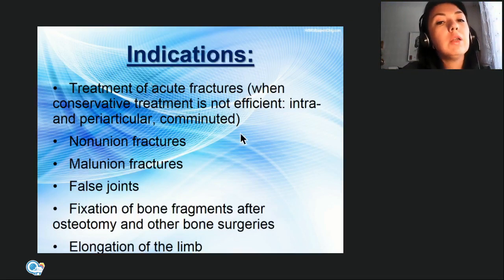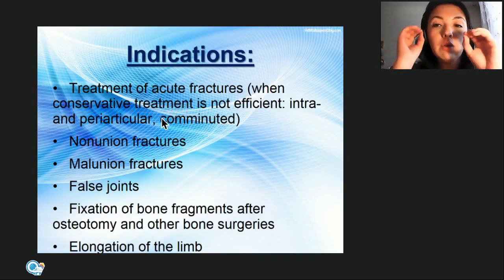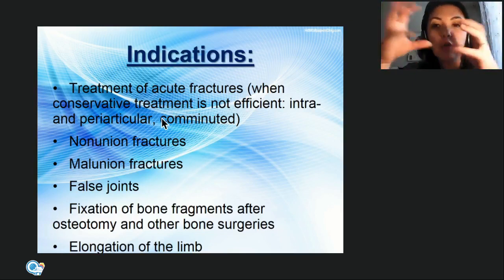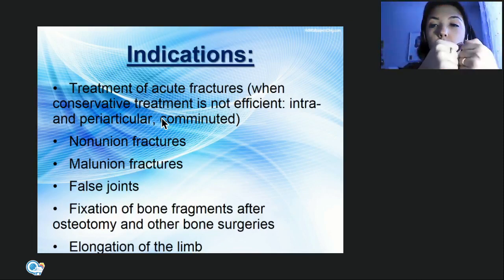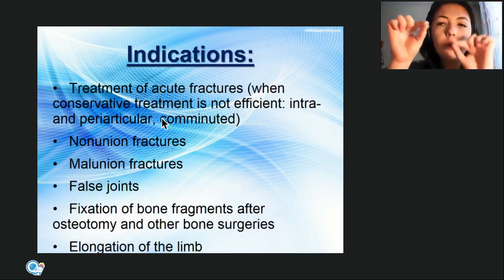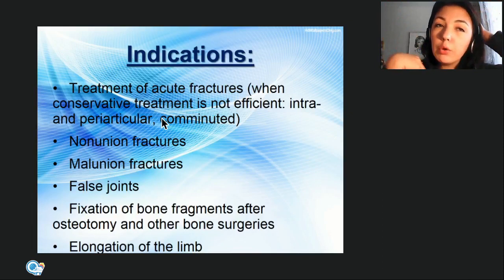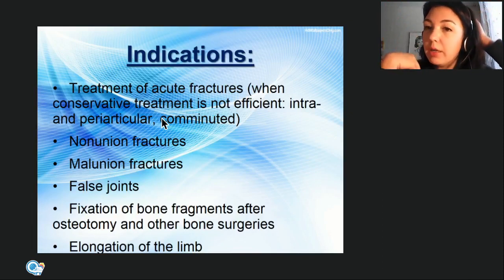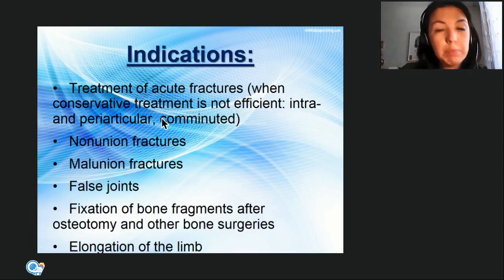Yes, when conservative treatment is not efficient. When, for example, the fracture is intra- or periarticular, and when it is comminuted. Comminuted fracture means a fracture that has very many bone fragments. Not when the bone is broken into 2 parts, when it is broken into many parts, and it won't be healed correctly without special devices.